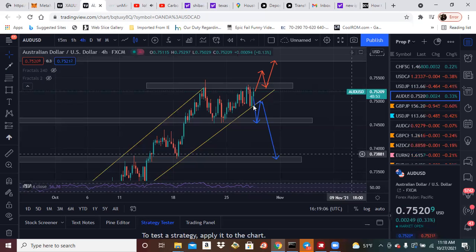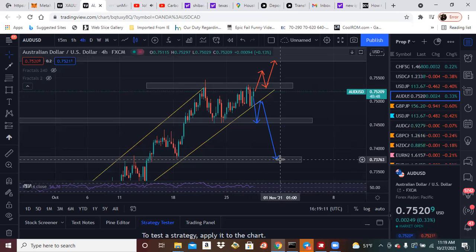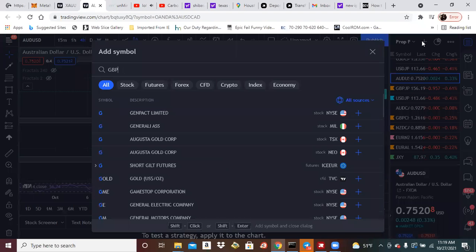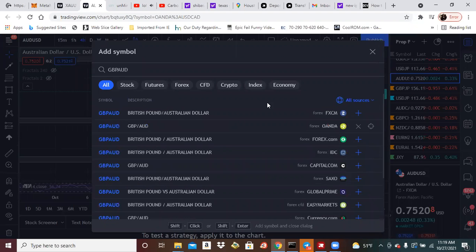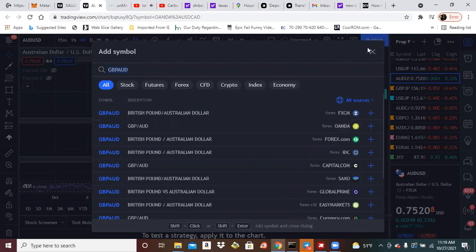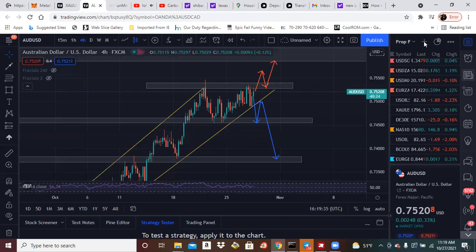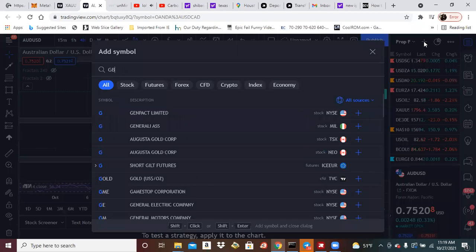Now, if this move happens where it breaks this, retests and starts going to the downside, I also have an extra trade that we can take. And that would be GBP/AUD. Only if this move happens though. So if this happens and then it retests and we're going this way, then I'm gonna get in GBP/AUD. Where'd I put it at? So let me GBP/AUD.